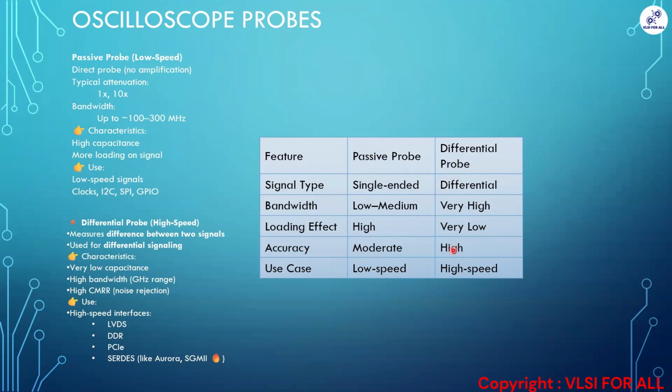Coming to the use case, as I said, passive probes are used for low speed and differential probes are used for high speed. If you get a doubt, like what will happen if I use a high speed passive probe, at that time we can see signal attenuation and all the losses. So we should use the correct probes for the correct validation of low speed or high speed IPs.